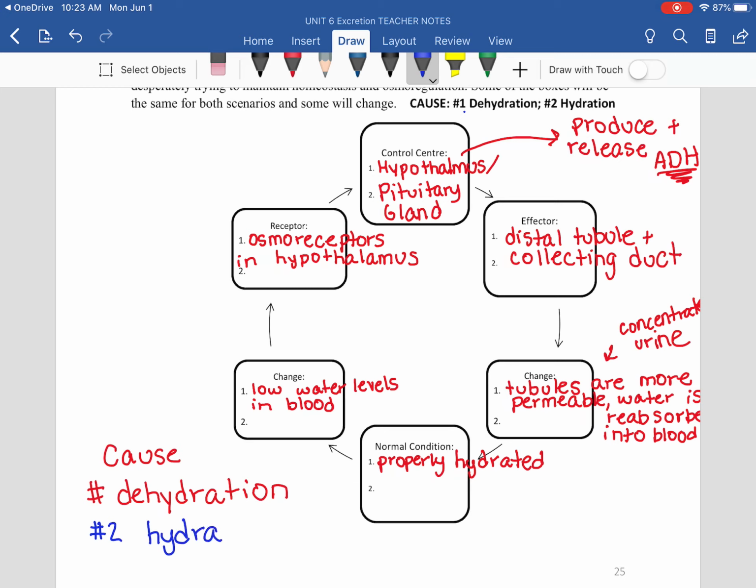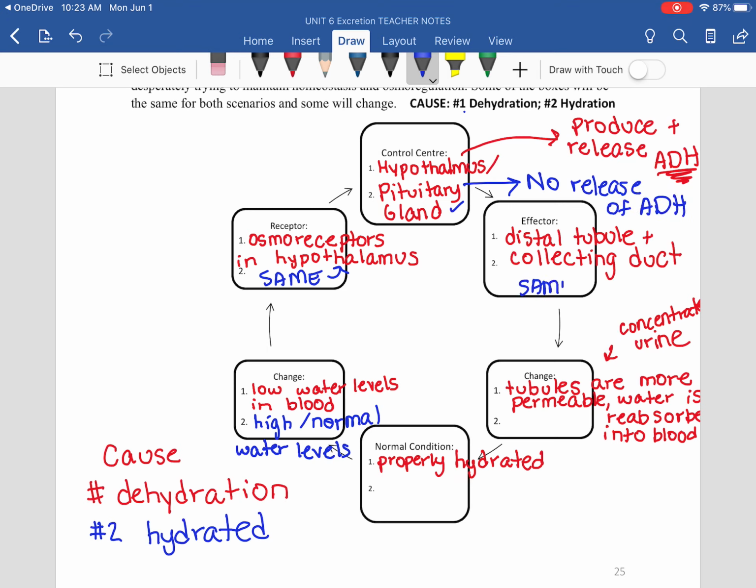Okay, all right, scenario 2. Now this one's going to be kind of quick because there's a lot of overlap. If we are properly hydrated, we would then have high to normal water levels in our blood. The osmoreceptors in our hypothalamus are going to sense that we have normal levels, okay? Our hypothalamus and our pituitary are still the control center, but because the osmoreceptors indicate that there's proper amounts of water, there's going to really be no release of ADH.